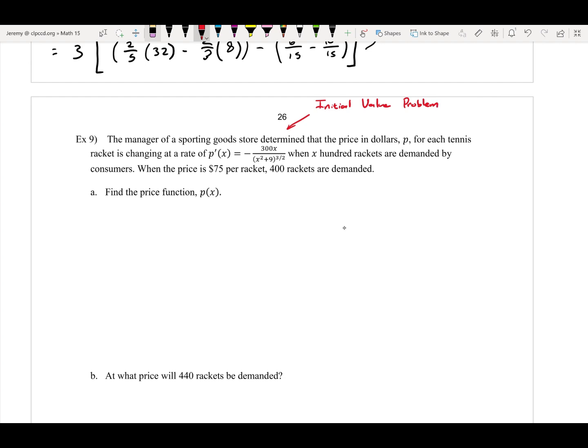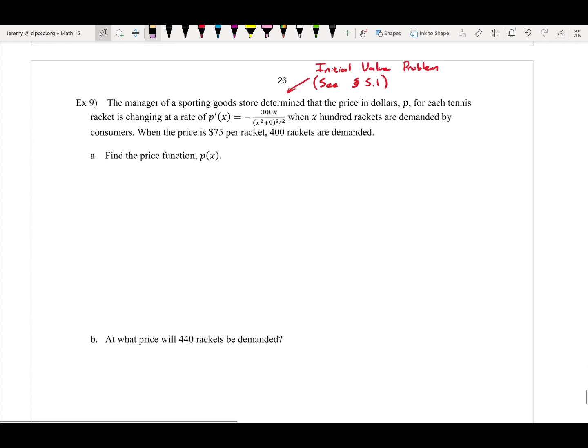Okay, so we dealt with these at the beginning of the chapter, so I'll say, see section 5.1. But you might recall, what we do in this case is, we're given a differential equation, we're given the derivative of the price function, and we want to find the price function. So we're going to do that by anti-differentiating.